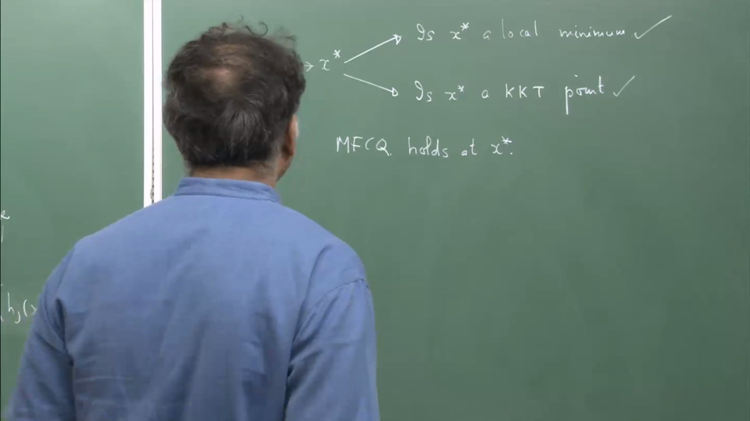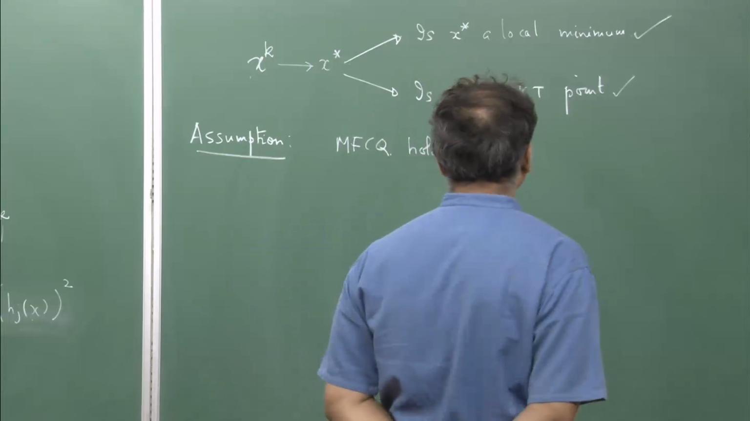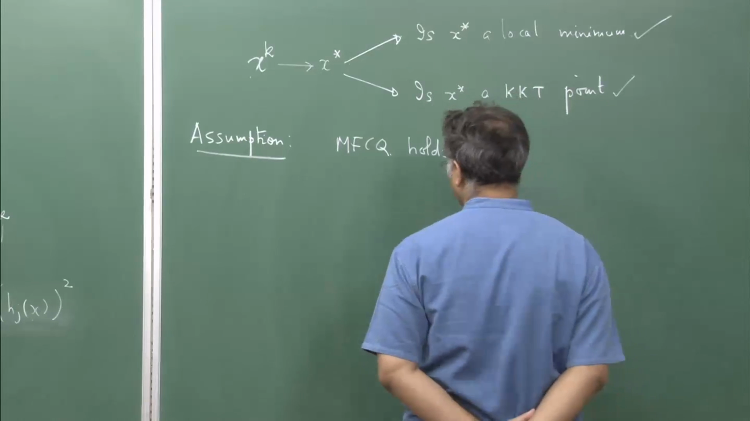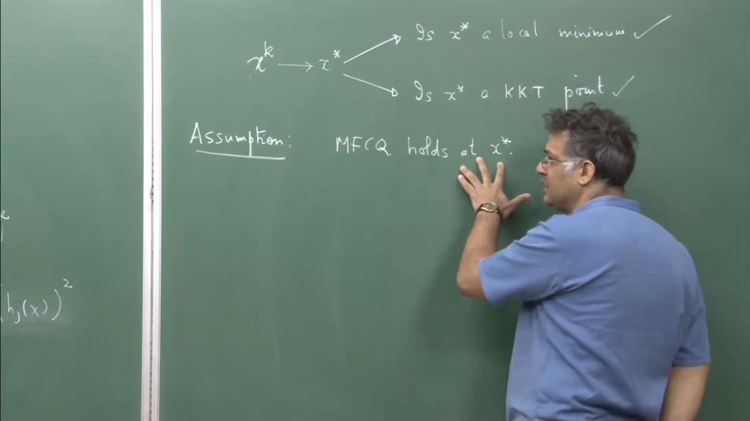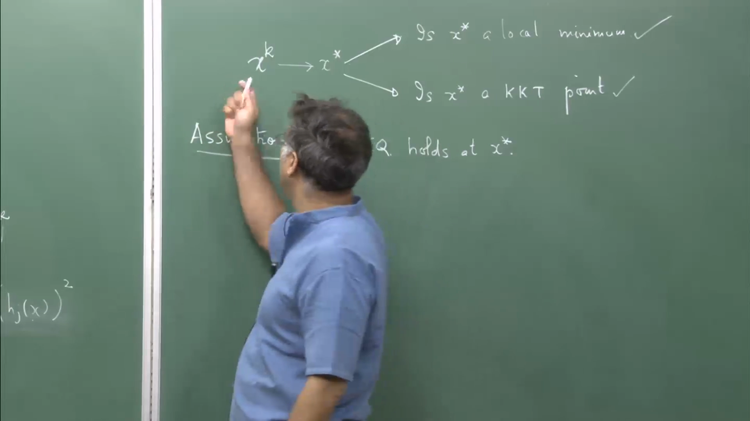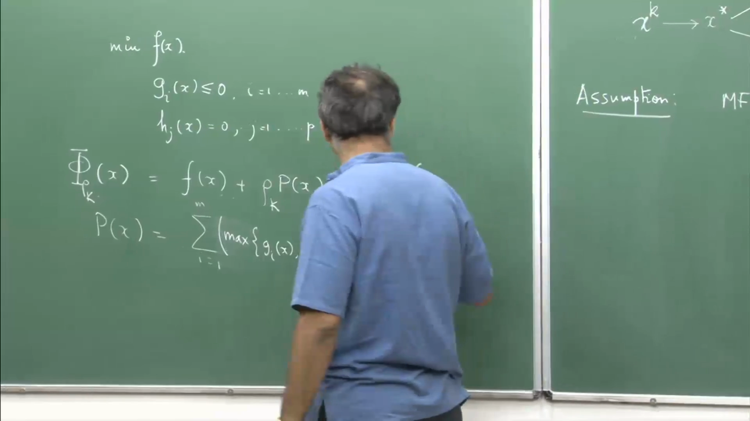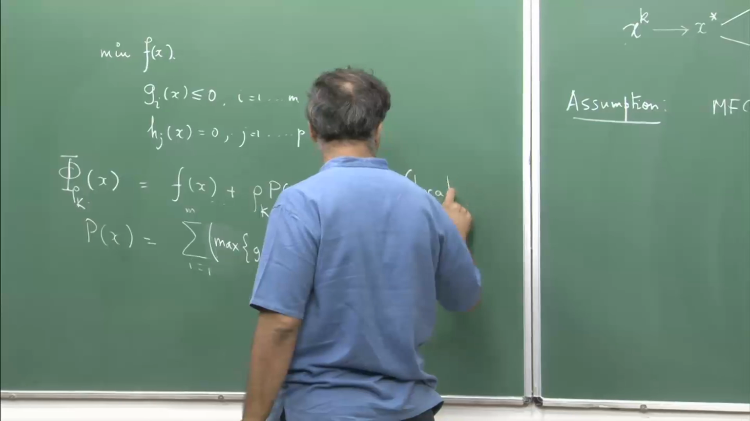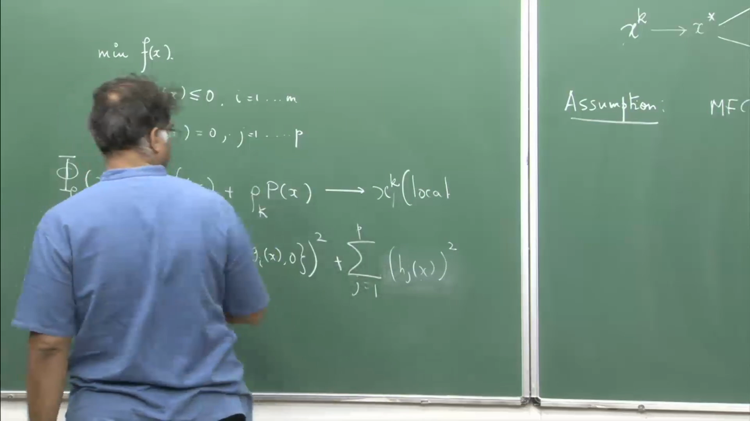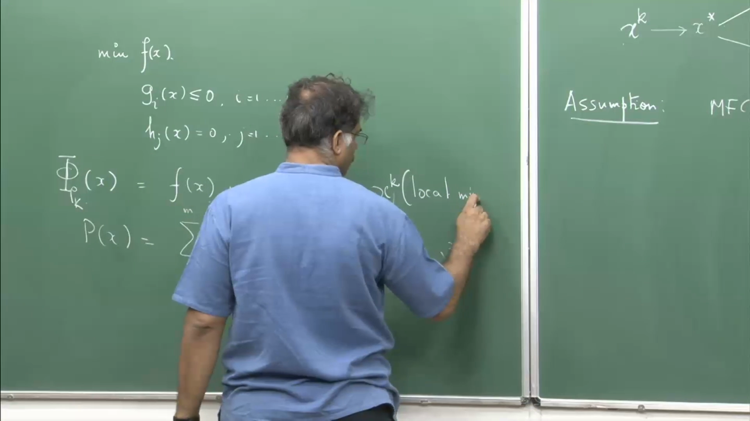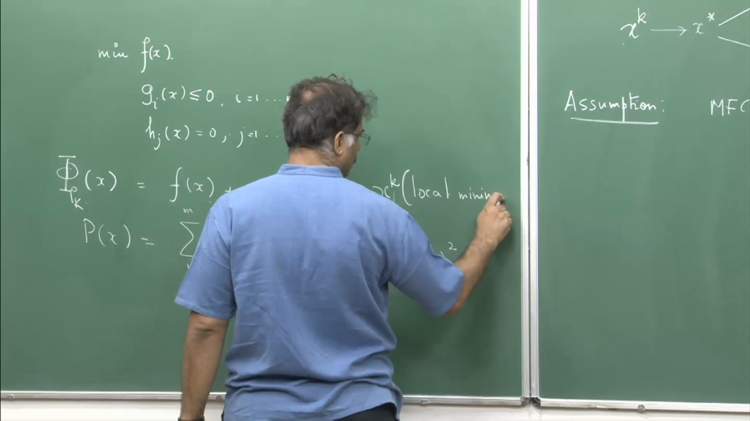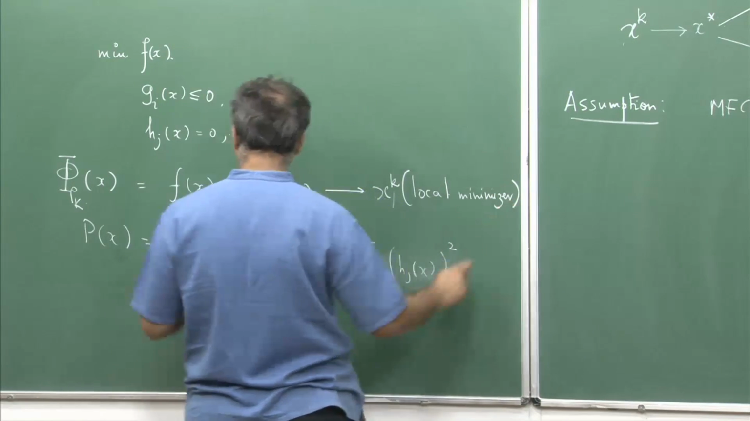So, what are we now supposed to do? We are supposed to show mathematically that if this happens, then the sequence of local minimizers of this problem... now this is an unconstrained problem.